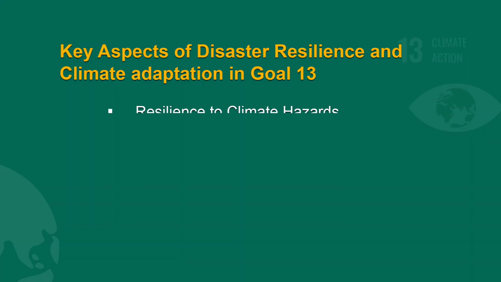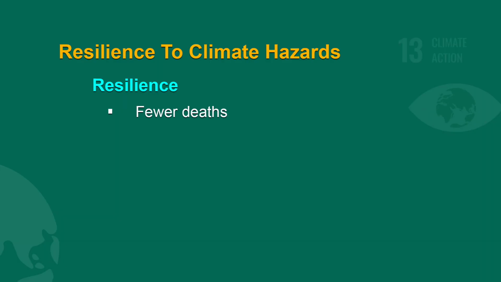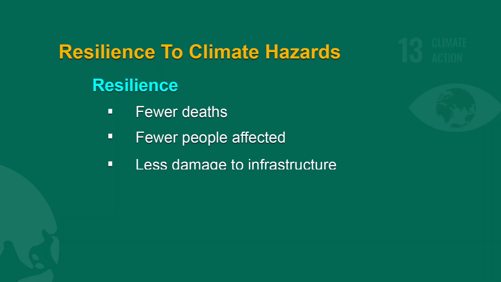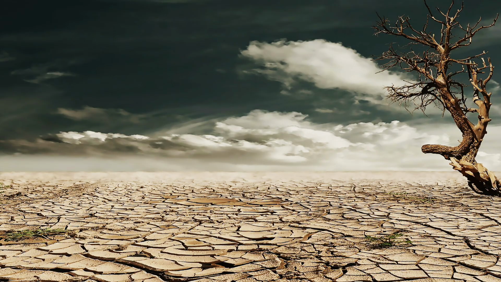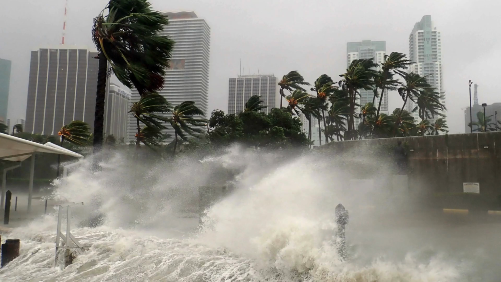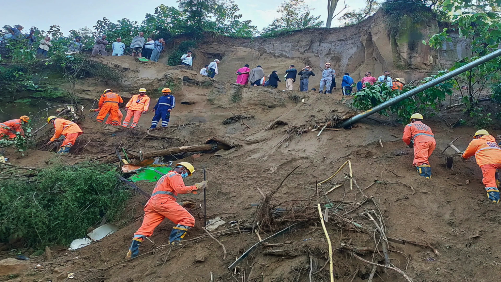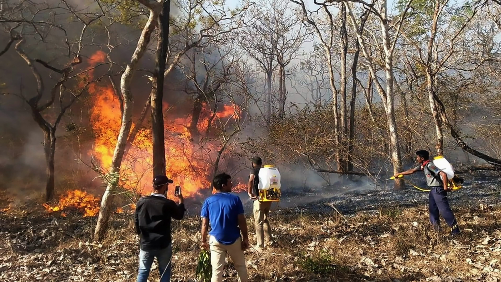The first in this context is resilience to climate hazards. Goal 13 clearly pushes countries to strengthen resilience to climate-related risks. Resilience here means fewer deaths, fewer people affected, less damage to infrastructure, faster recovery, not repeating the same mistakes after every disaster. And climate hazards are not only cyclones, they include floods, drought, heat waves, storms and storm surge, landslides triggered by extreme rains, wildfire risk in dry conditions. A small thought: if development keeps getting damaged, is it sustainable development?